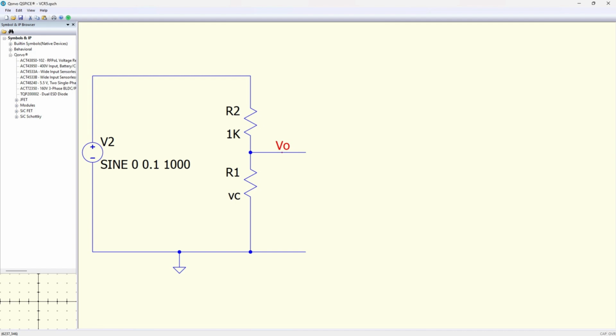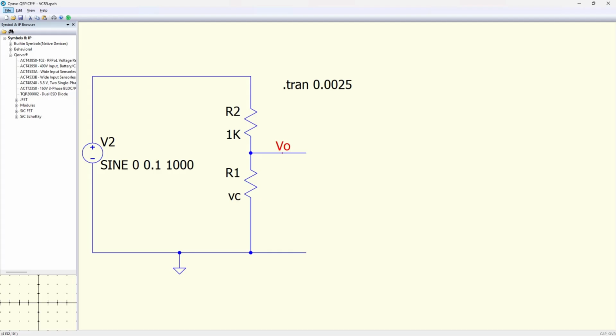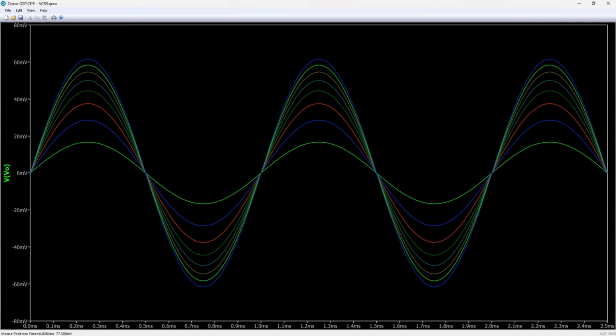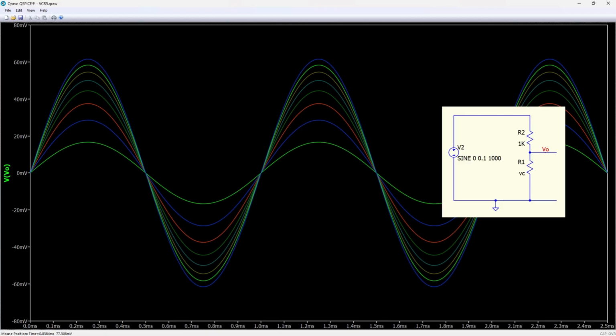When we run a transient analysis on this circuit and plot the output voltage VO while varying the value of R1 from 200 ohms to 1600 ohms, we can see that the output is a sine wave that is a fraction of the 100 millivolt input. As the resistance of the bottom resistor, R1, increases, the output sine wave amplitude increases.